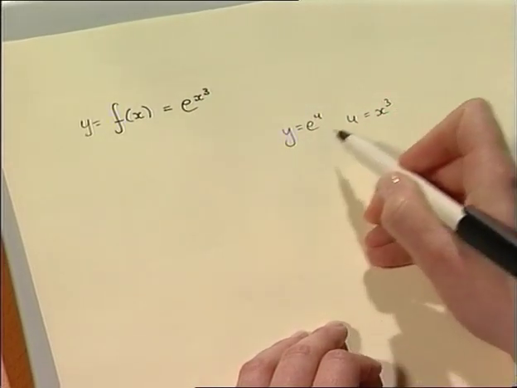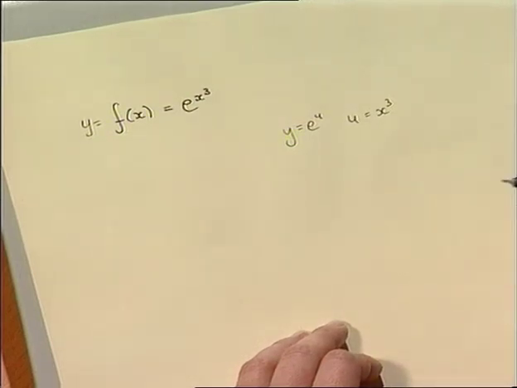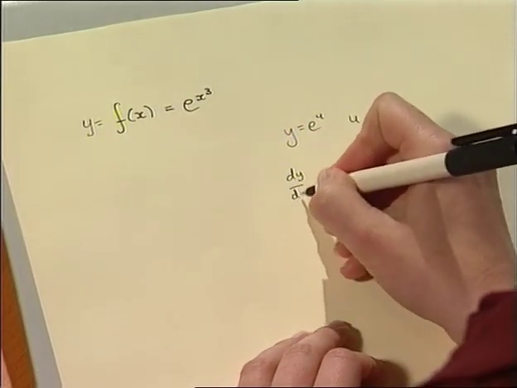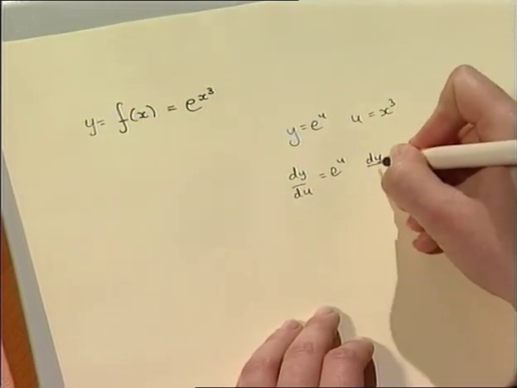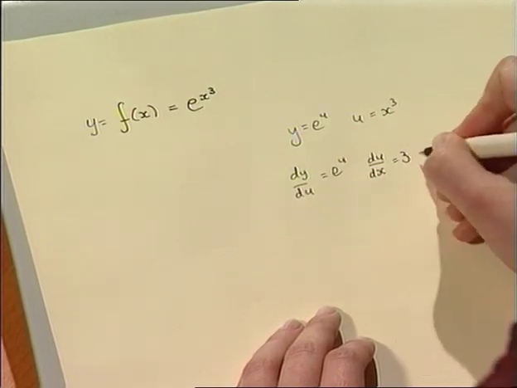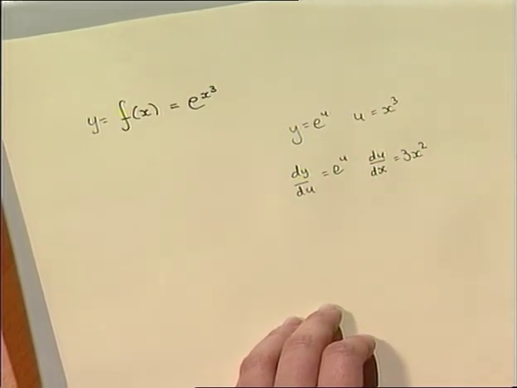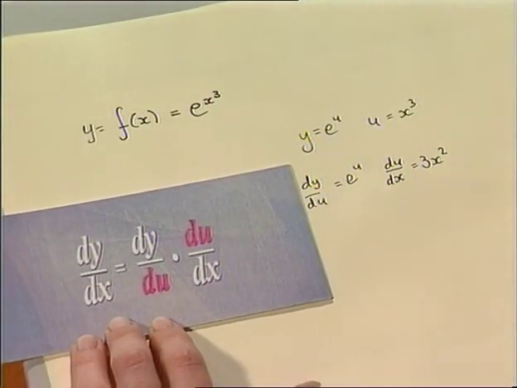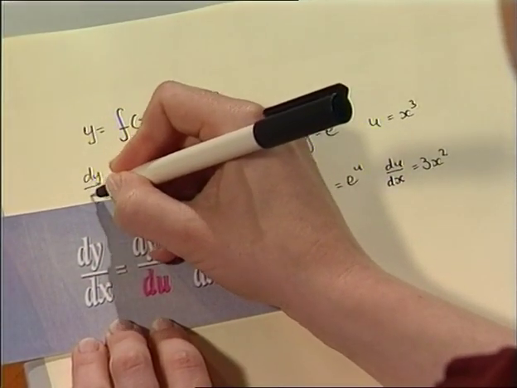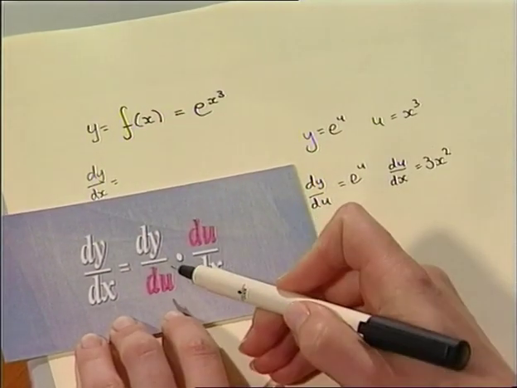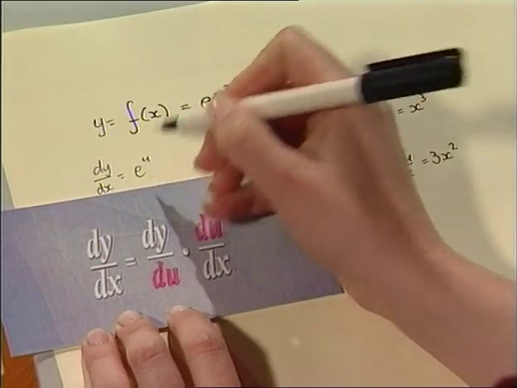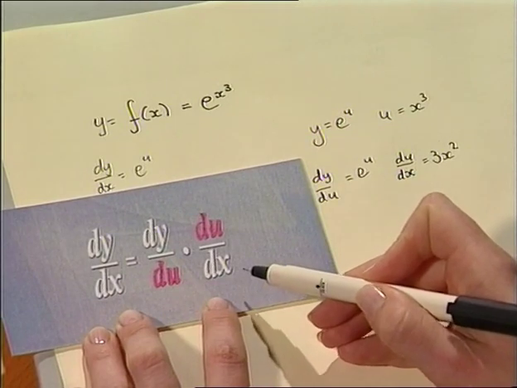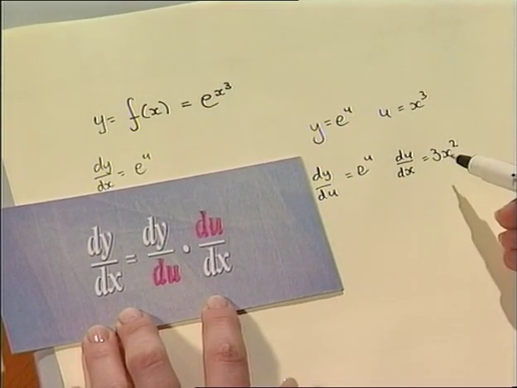Now I'm going to differentiate y and u, and I can use the standard table of derivatives for that. So dy by du, well, that's nice and easy, that's still e to the u. And du by dx, that gives me 3x squared. So now I'm ready to use the composite rule. So I need to write dy by dx, and the first term I want is dy by du. Well, that's e to the u. And I want to multiply that by du by dx, and I found that term, it was 3x squared.